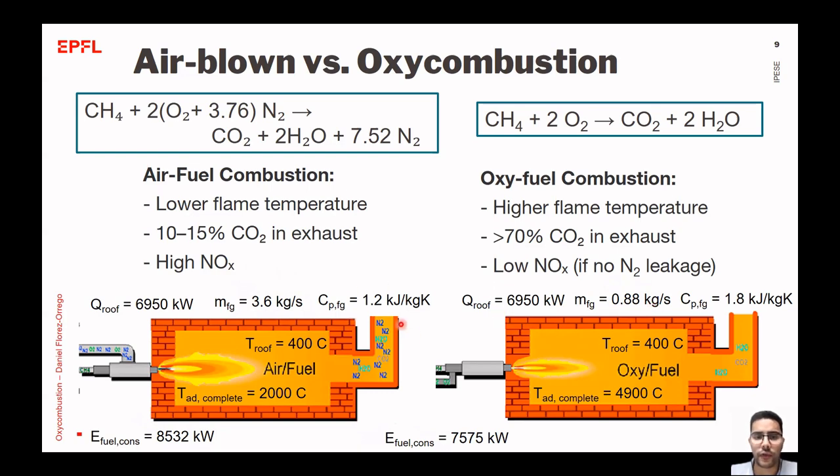The characteristics of the flue gases are also different. The Cp of the flue gas is around 1.2 kilojoules per kilogram Kelvin in the case of air-blown combustion, compared to 1.8 kilojoules per kilogram Kelvin in the case of oxycombustion.